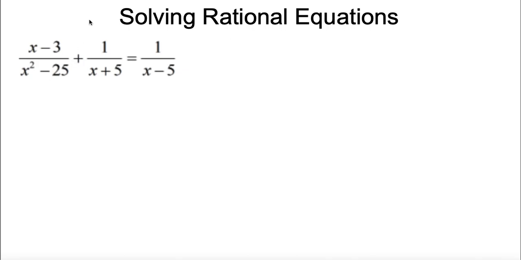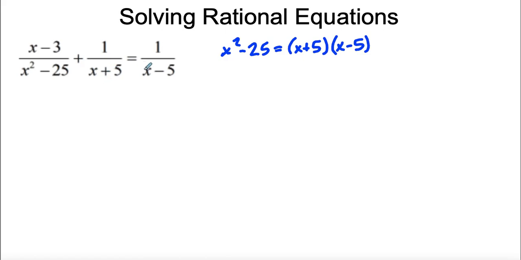Some rational equations. So the first thing we need to do is get them all to have the same denominator. How we're going to do that is to figure out what they share in common and what each one is missing. So if I look here, x squared minus 25 is going to simplify to x plus 5, x minus 5. All right, so now I'm going to say they all need to have that then.